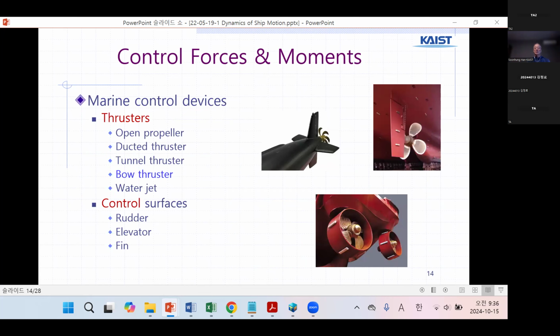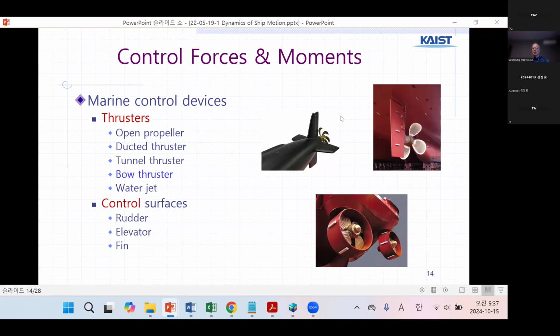And the control forces coming from the ship are from thrusters and control surfaces. In thrusters, there's a propeller, and also a ducted propeller, tunnel thruster, bow thruster, and water jet. These are propulsion systems. Then rudder and fins are the others. The rudder is shown here behind the propeller, and the duct is surrounding the propeller. And you see that skewed propeller of a submarine.